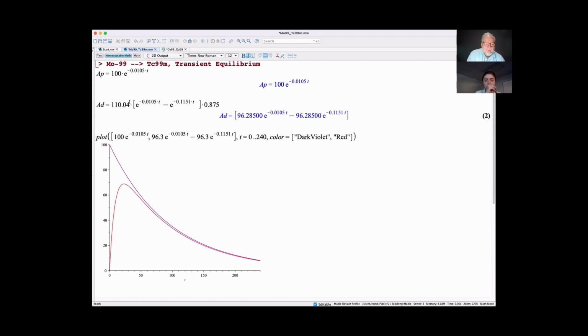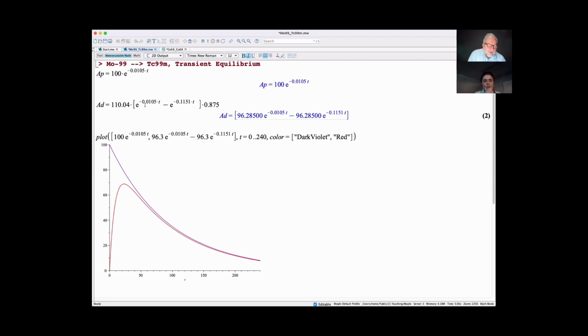The daughter is, so you might recall there's a term where you've got the lambda daughter divided by lambda daughter minus lambda parent, times the initial activity of the parent. So that boils down to, so that's 100. That ratio, the first term, is about 1.04. So multiply by 100, and we get this for the daughter.